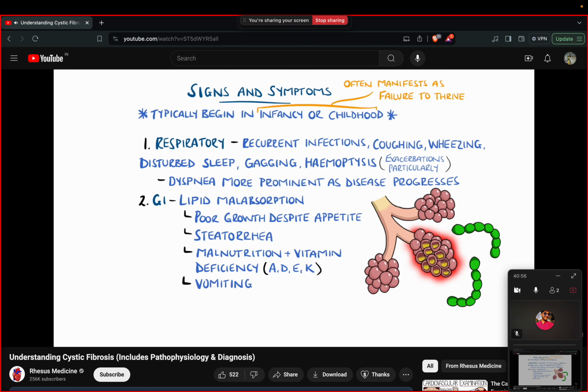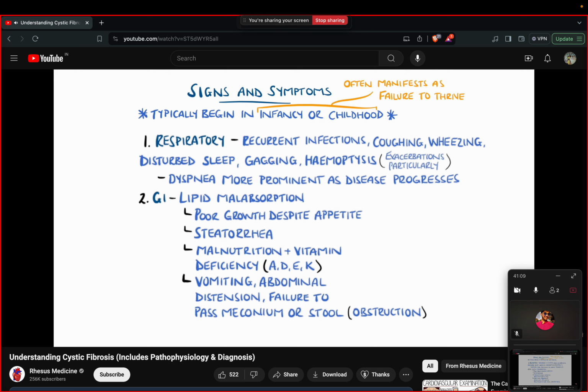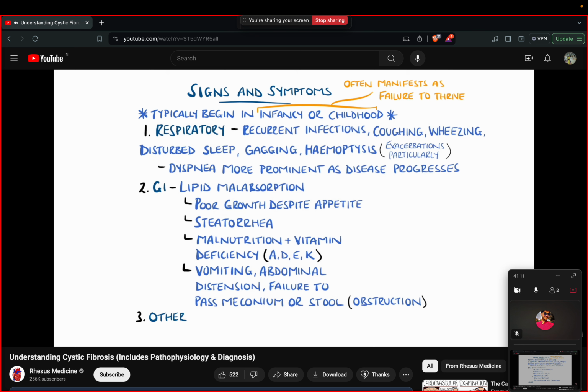We mentioned meconium ileus, that can present with vomiting, abdominal distension, and failure to pass the meconium, with similar symptoms involving stool and intestinal obstruction in adults. Other systemic features include salty tasting skin or formation of salt crystals on the skin itself, and there can also be excess sweating in response to heat or fever that can predispose to dehydration.